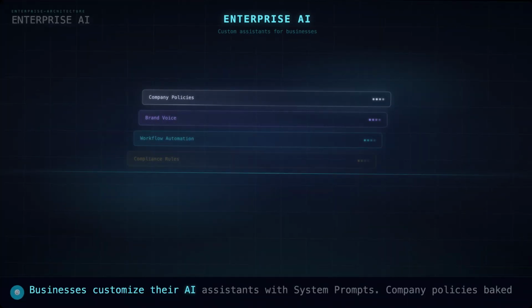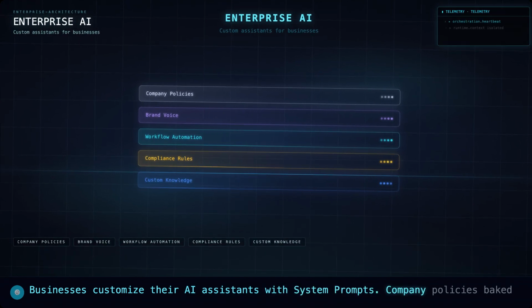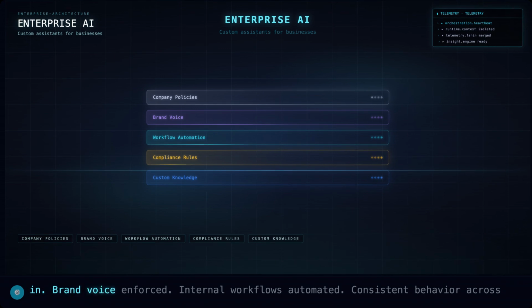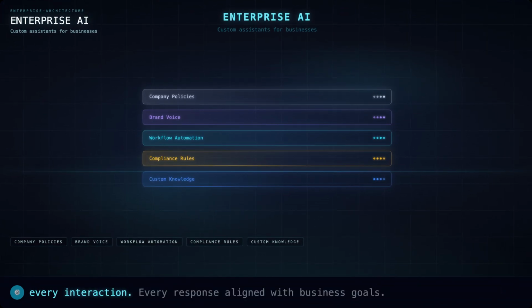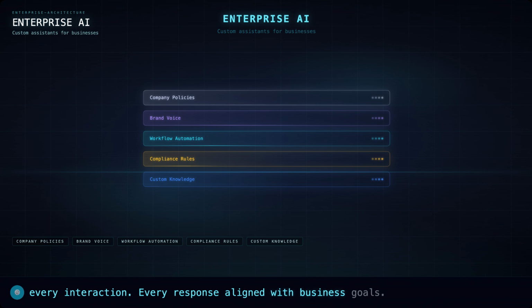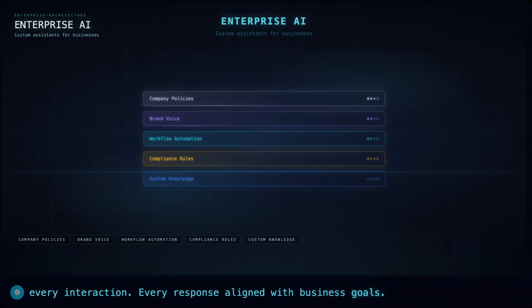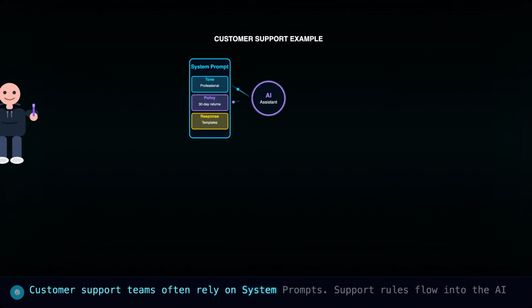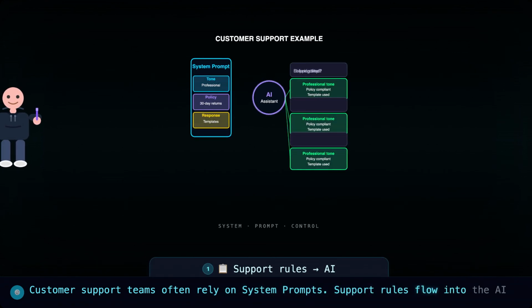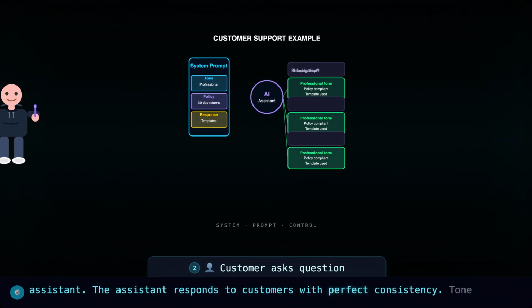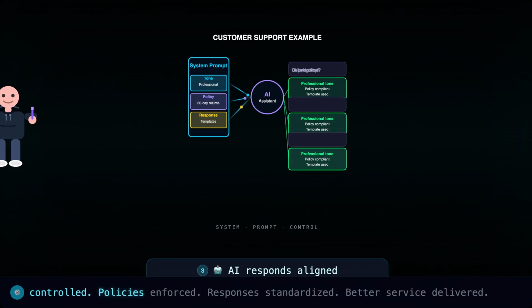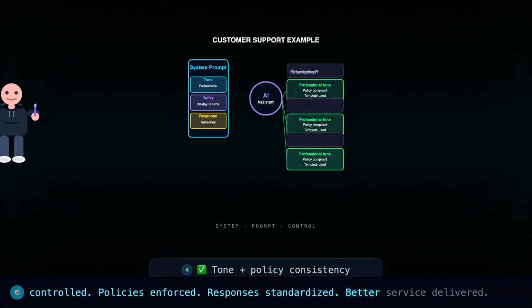Businesses customize their AI assistants with system prompts. Company policies baked in. Brand voice enforced. Internal workflows automated. Consistent behavior across every interaction. Every response aligned with business goals. Customer support teams often rely on system prompts. Support rules flow into the AI assistant. The assistant responds to customers with perfect consistency. Tone controlled. Policies enforced. Responses standardized. Better service delivered.